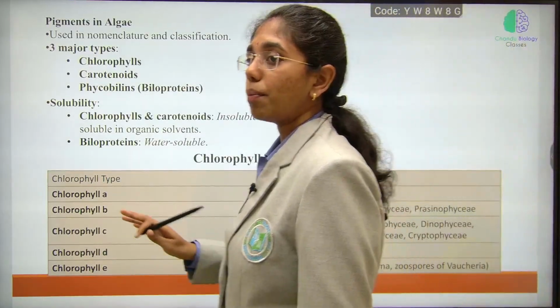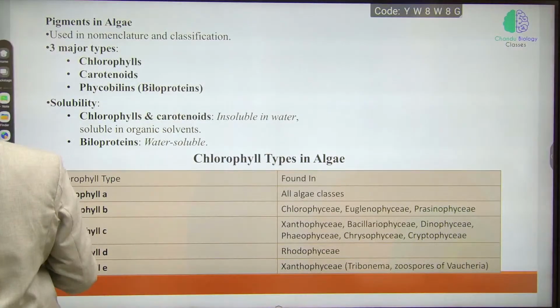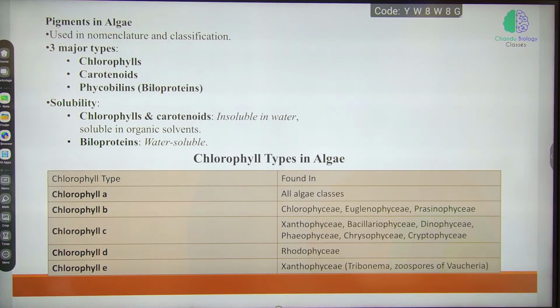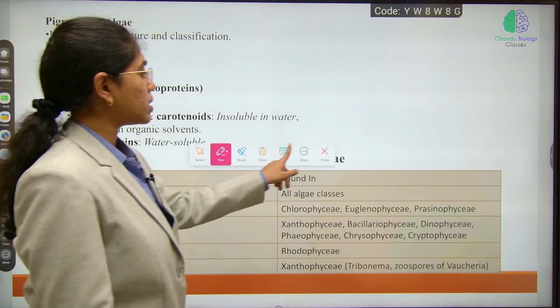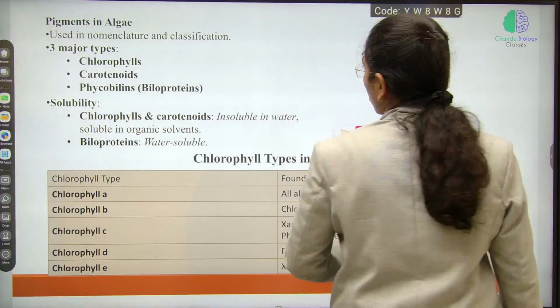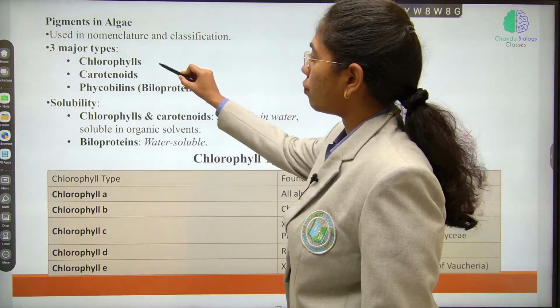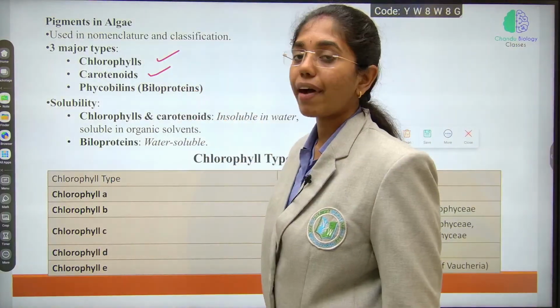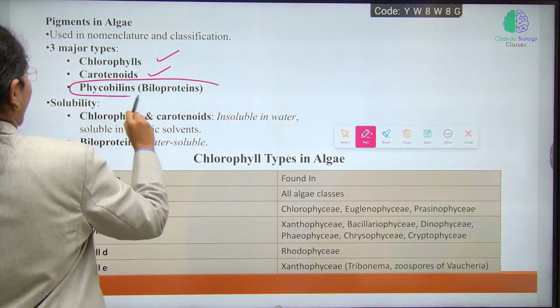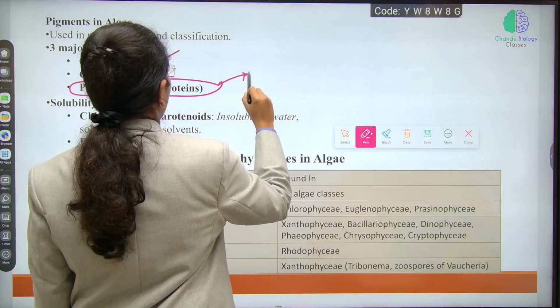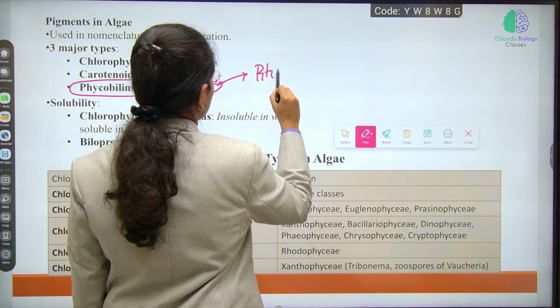Pigmentation is one of the major criteria for classification of algae. Okay, as such we have three major types of pigments that are present in the algae. One is the set of chlorophylls, carotenoids and phycobilins, which are bilin proteins. These phycobilins are present mostly in rhodophycean species.